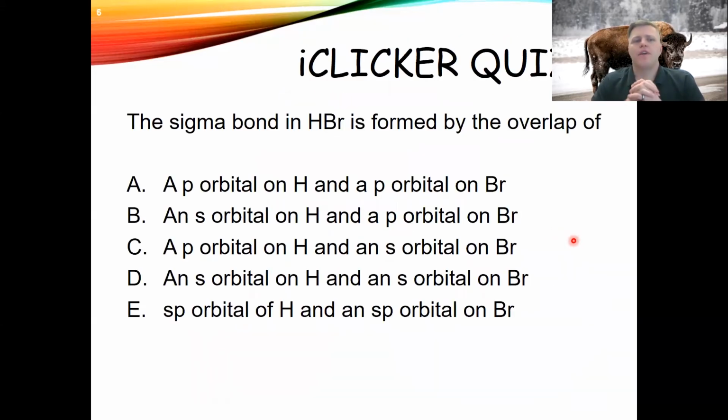Let's see real fast how you're dealing with all of this. The sigma bond in hydrobromic acid is formed by the overlap of what? You can go ahead and pause here and try to figure this out.